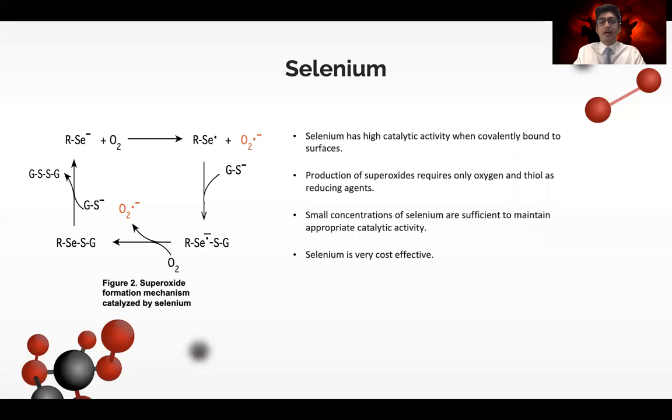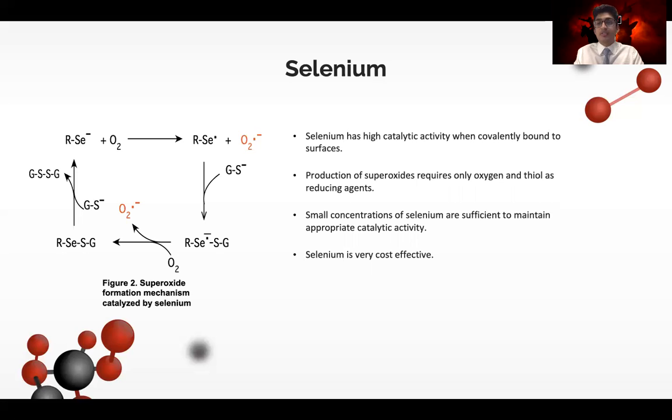So now that we've talked about biofilms, let's talk about a possible treatment. In this experiment, we focused on selenium. Selenium has high catalytic activity when covalently bound to surfaces. This leads to its first major advantage, that selenium doesn't have to leave the surface to which it's bound to act upon these biofilms. Production of superoxides requires only oxygen and thiol as reducing agents. So this means that selenium can produce these superoxides, which are oxygen radicals, which can break up the DNA of bacterial cells and cause them to die without much help.